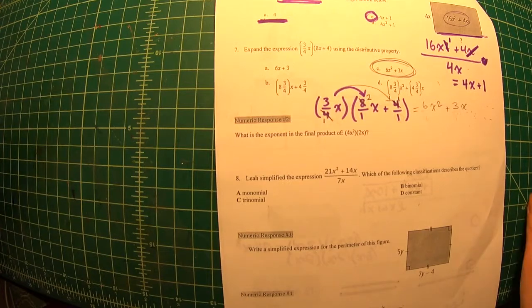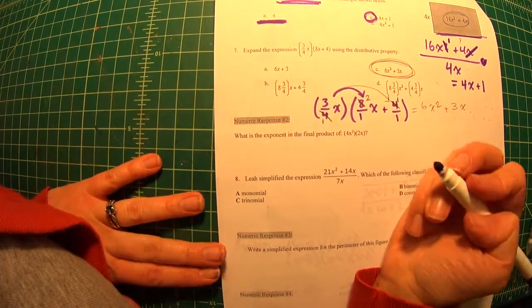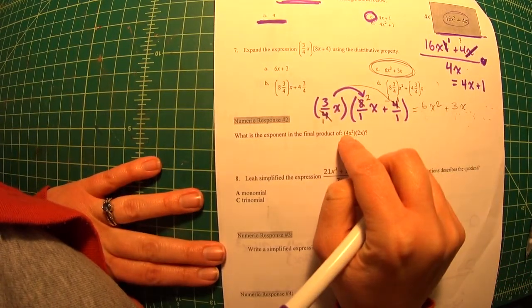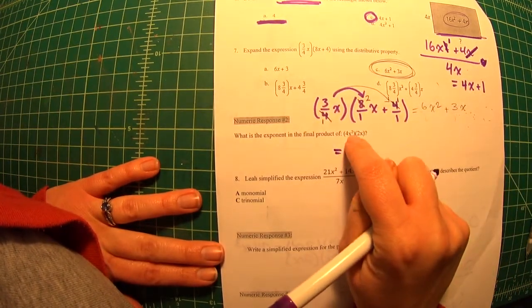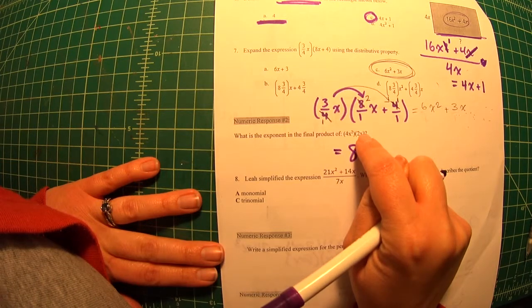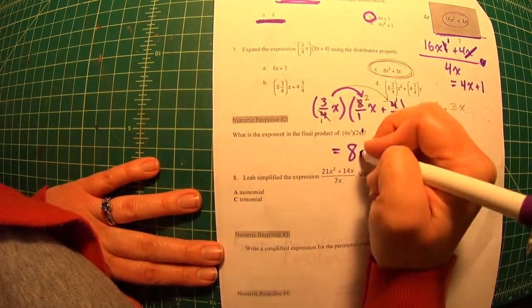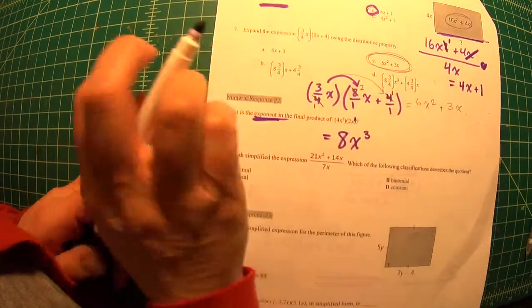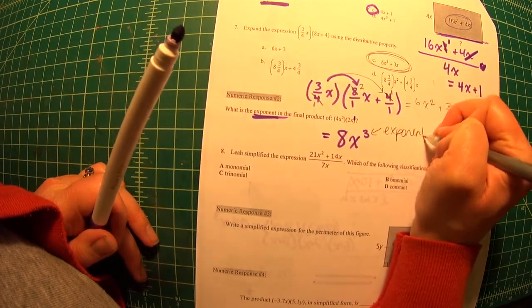Okay, numeric response number 2. What is the exponent of the final product? We've got monomial times monomial. Okay, so monomial times monomial, we just deal with the numbers first. 4 times 2 equals 8. And then the variables, x squared times x. Okay, add the exponents according to exponent laws, so it becomes x exponent 3. So what is our exponent? It's 3. Our exponent is 3.